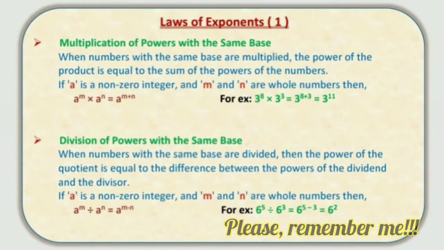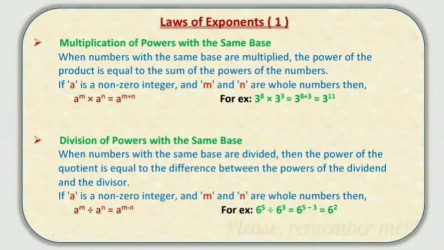Laws of exponent, page number 1. Multiplication of powers with the same base. When numbers with the same base are multiplied, the power of the product is equal to the sum of the powers of the numbers. If a is a non-zero integer and m and n are whole numbers, then a raised to m into a raised to n is equal to a raised to m plus n. For example, 3 raised to 8 into 3 raised to 3 is equal to 3 raised to 8 plus 3, is equal to 3 raised to 11.